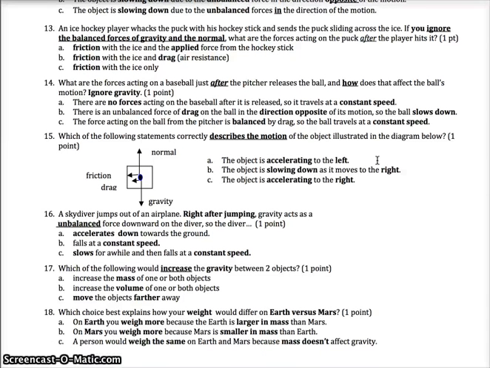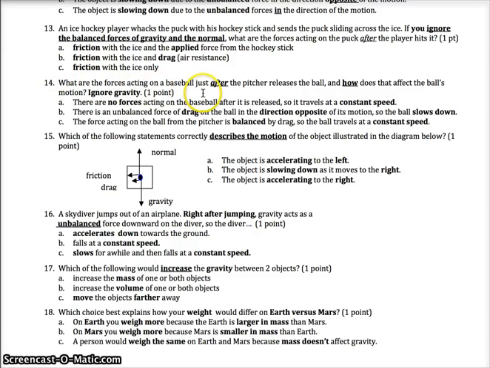A, there are no forces acting on the baseball after it has been released, so it travels at a constant speed. B, there is an unbalanced force of drag on the ball in the direction opposite of its motion, so the ball slows down. C, the force acting on the ball from the pitcher is balanced by drag, so the ball travels at a constant speed.